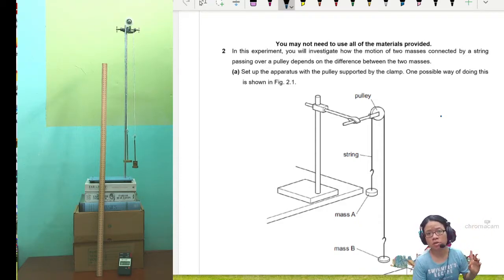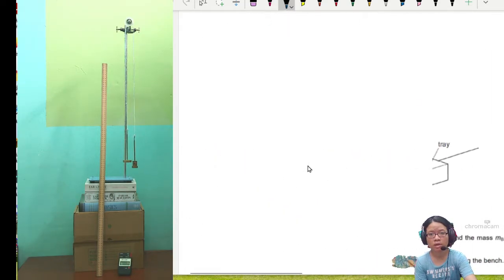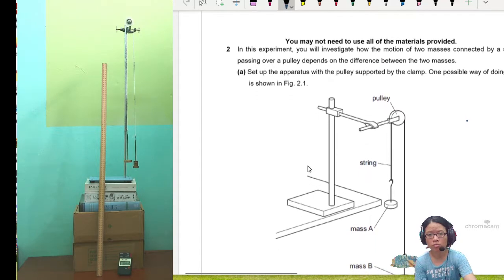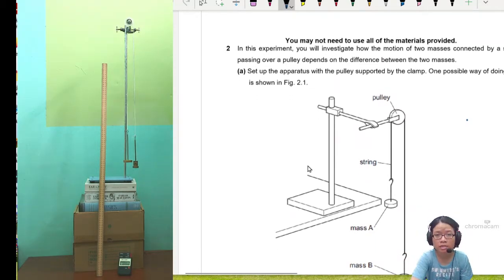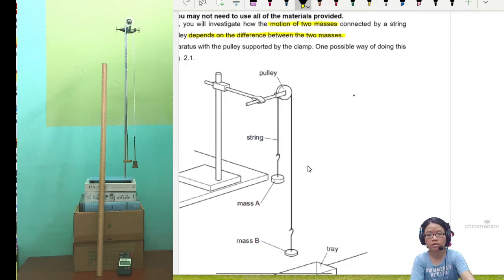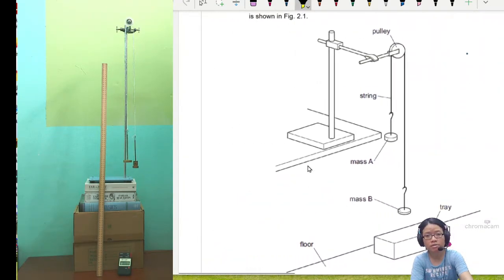So in this experiment, you will investigate the motion of two masses connected by a string passing over a pulley. Okay, so we are going to, whoops, my OneNote just went all over the place there. Okay, so I think it's clear. You're going to look at the motion of two masses, and then how it depends on the differences between the two masses. So the apparatus is drawn in a very nice 3D diagram like this. So there is mass A, and then there is mass B.